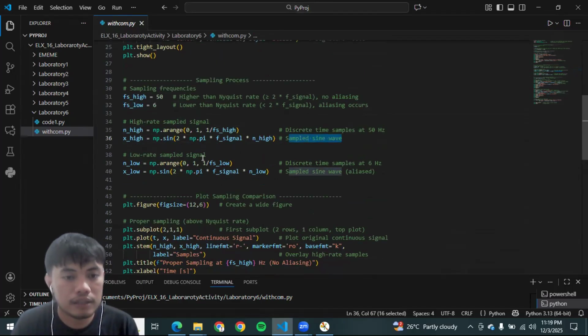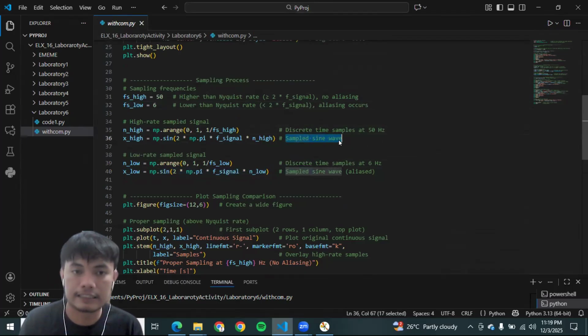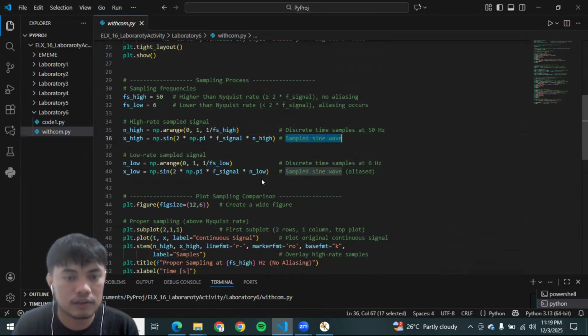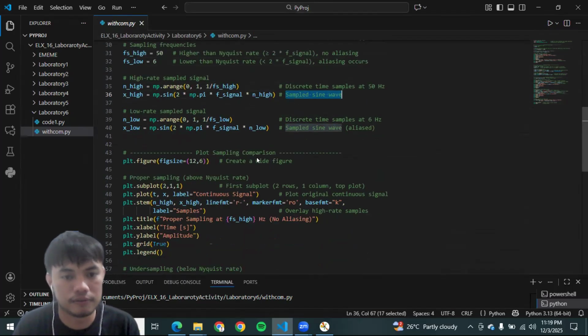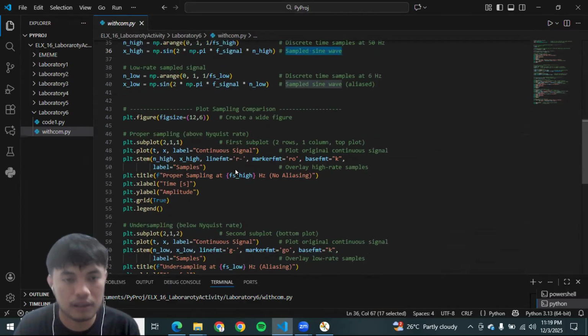So for the low rate sampled signal, this represents the discrete time samples at 6 hertz. Doon sa 6 hertz natin sa fs low. And ito yung sampled wave niya, sine wave, alias na ito. Ito naman, sa 50, that is a perfect sampling of our sinusoidal. So let's proceed to the subplotting, with the plotting method.